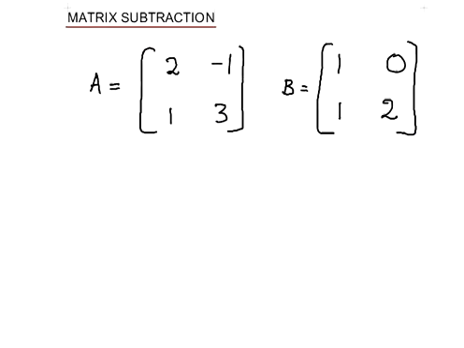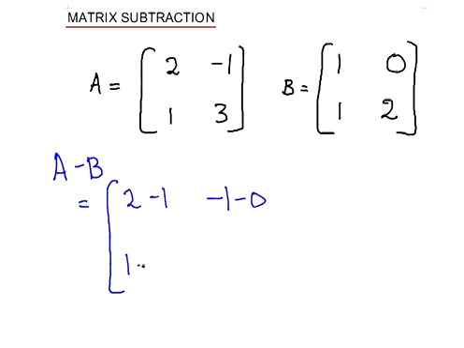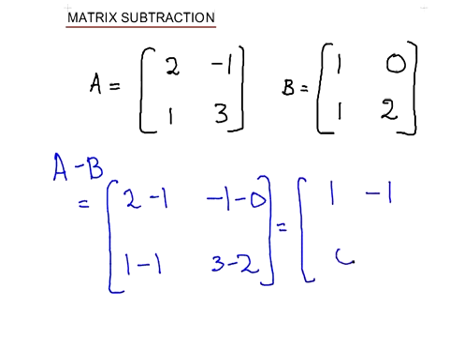What we're going to do now is look at matrix subtraction. So I'm going to go in the direction of A minus B. What we're going to do is something very similar here. For each corresponding pair of elements, we would perform a subtraction. So 2 minus 1, minus 1 minus 0, 1 minus 1, and 3 minus 2. And we will get 1, minus 1, 0, and 1.